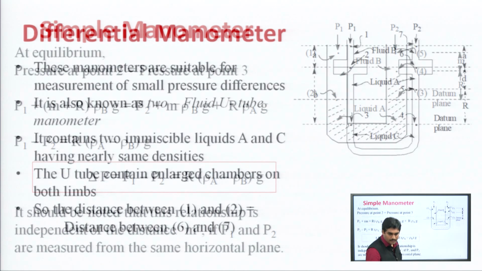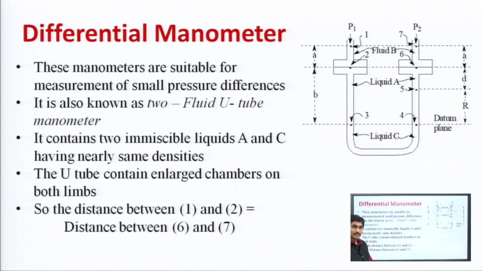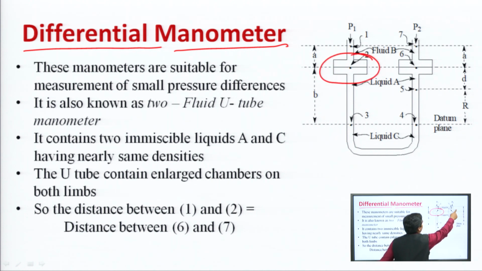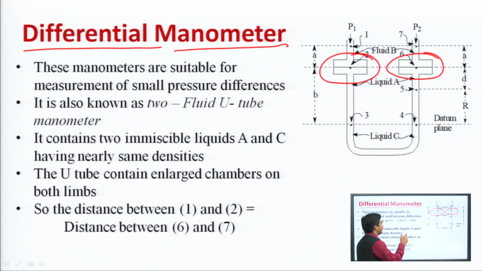Now, let us move on to the second type of manometer, that is the differential manometer. If you see the diagram, it is also a U-tube manometer, similar to the simple manometer, but there is a slight change in this case. In this case, there is an enlarged area in both limbs of the U-tube. That means it contains enlarged chambers on both limbs.